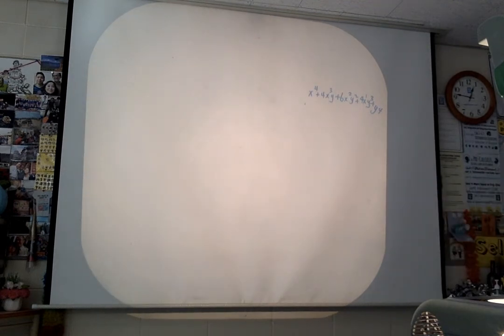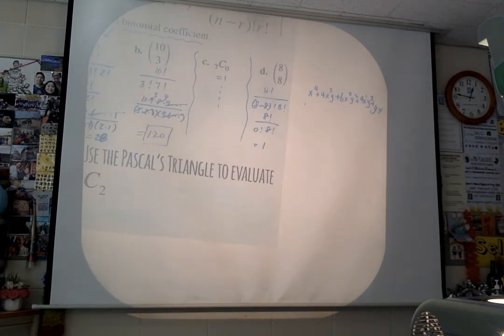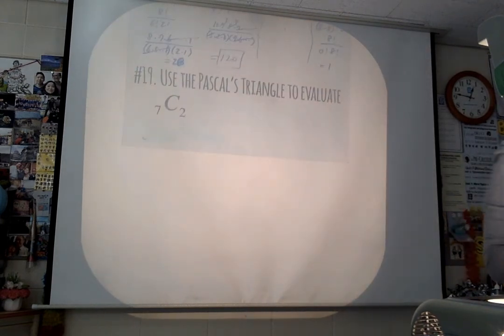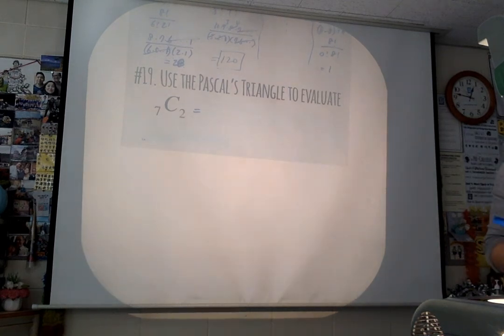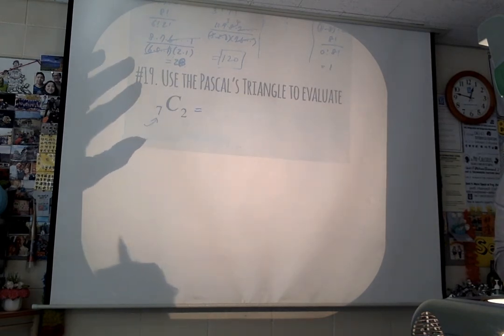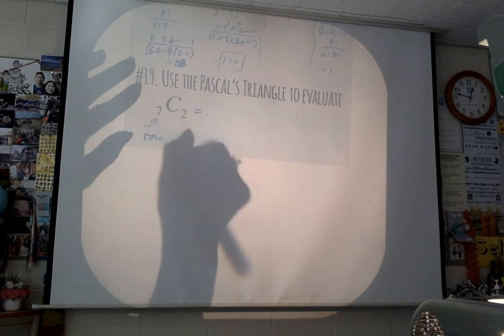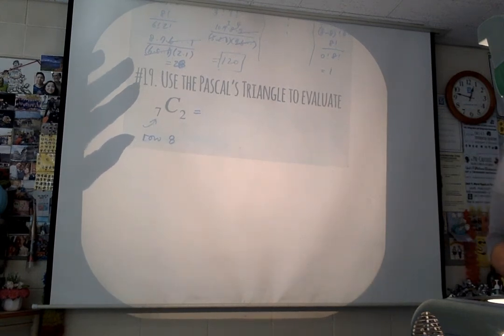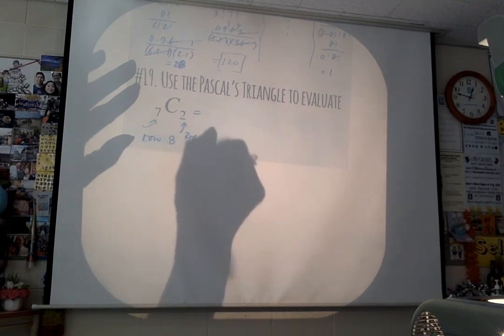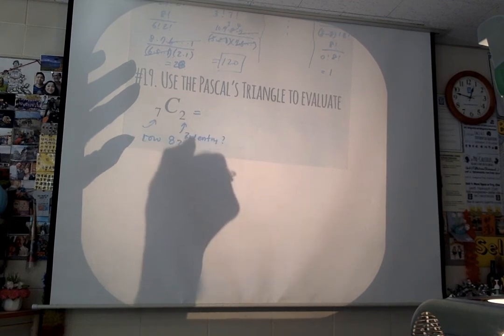So now what I'm asking you to do is this. Let's go back to your notes and finish that example. It says here, use the Pascal's triangle to evaluate this. What does she mean by that? So in this example here, if n is 7, which row is that? That's going to be row 8, because we started at 0, remember? And this guy is the third entry. What does that mean?